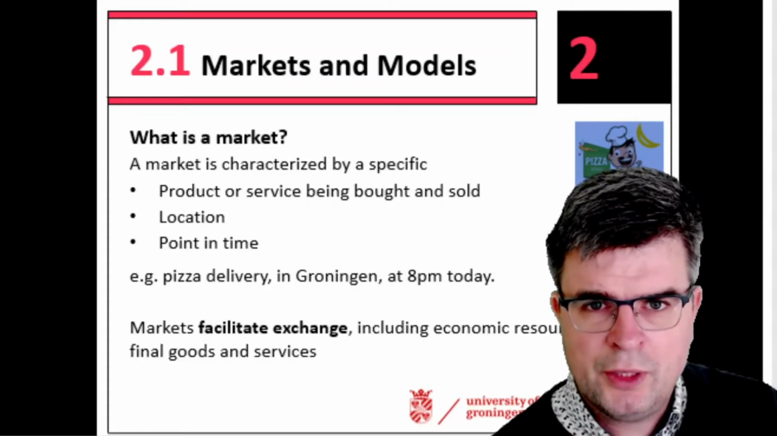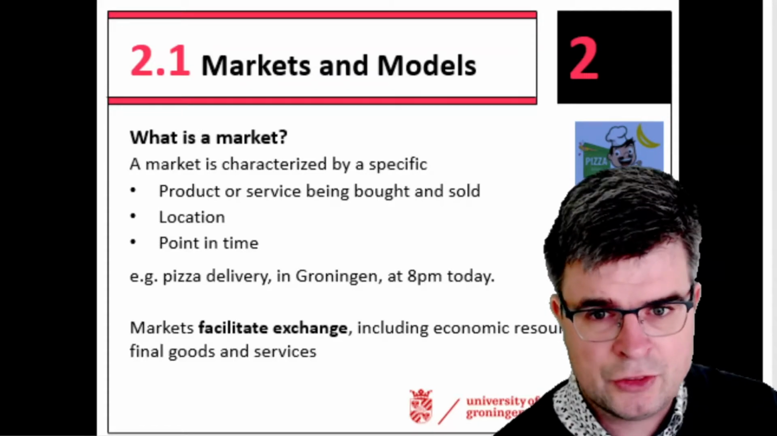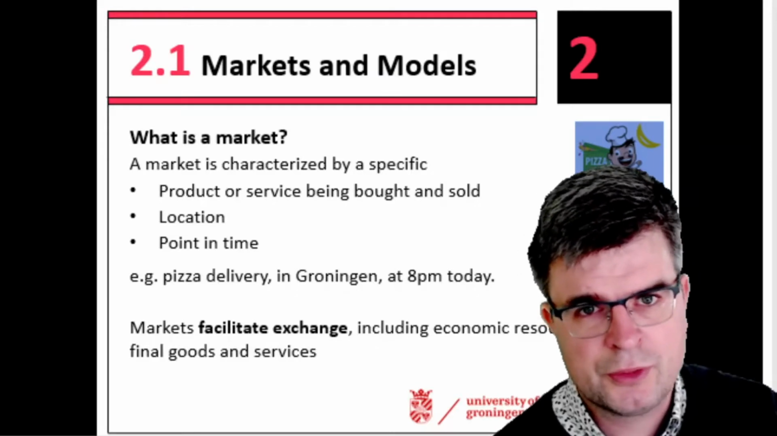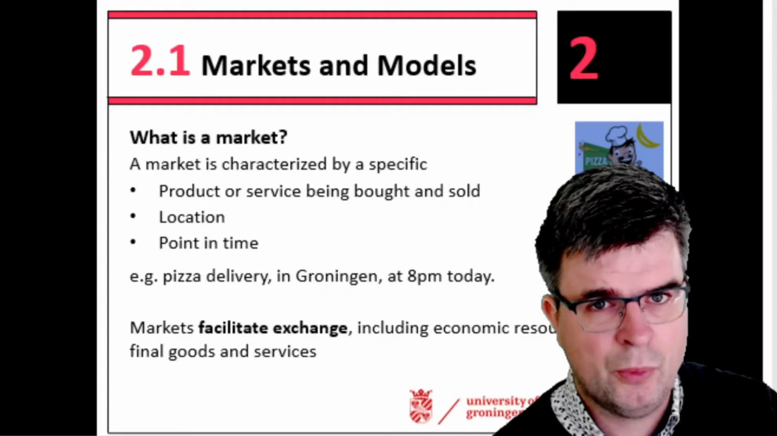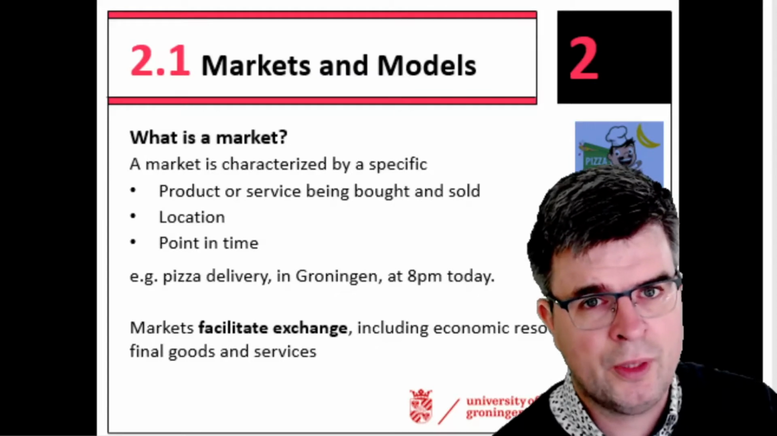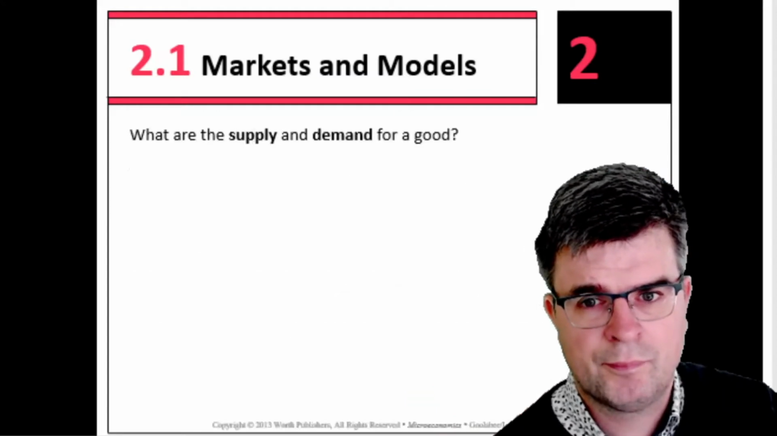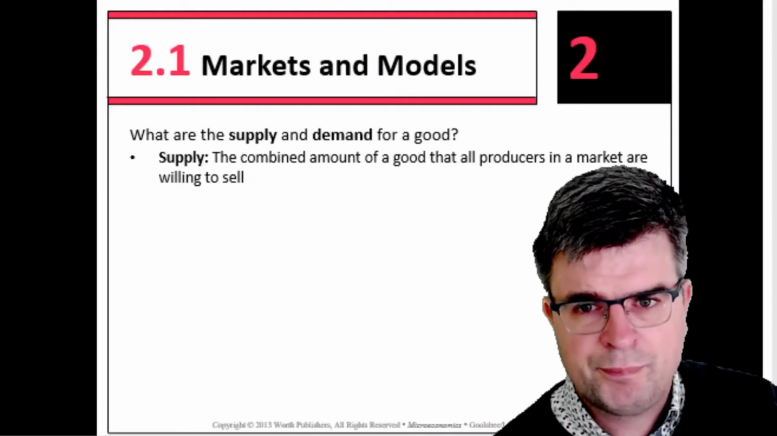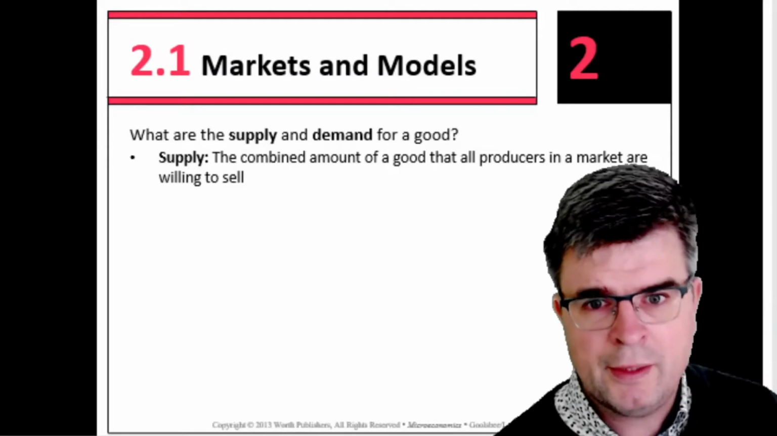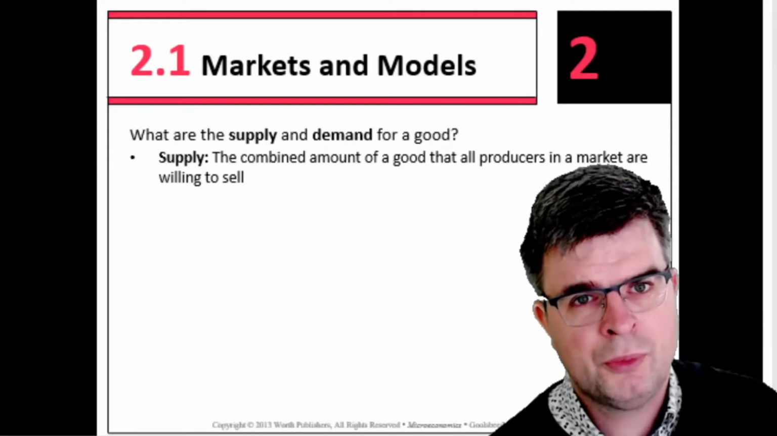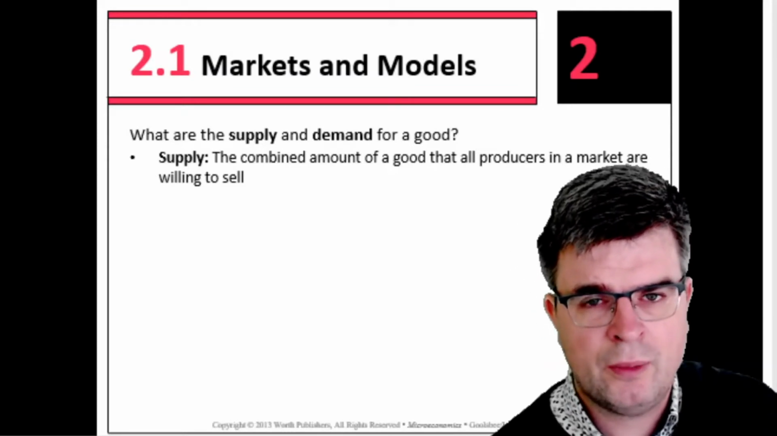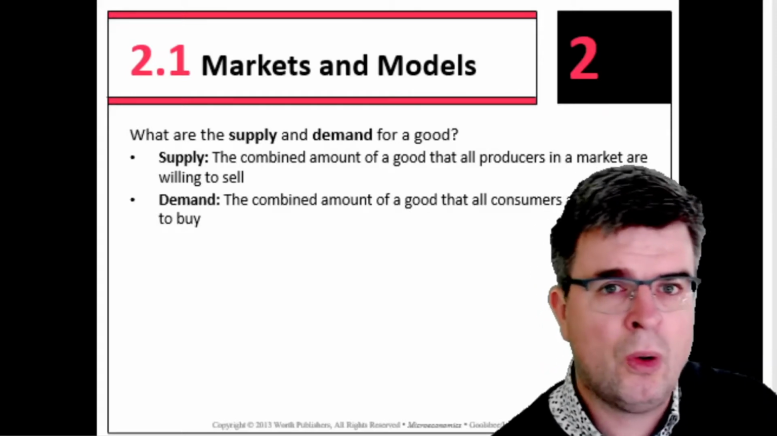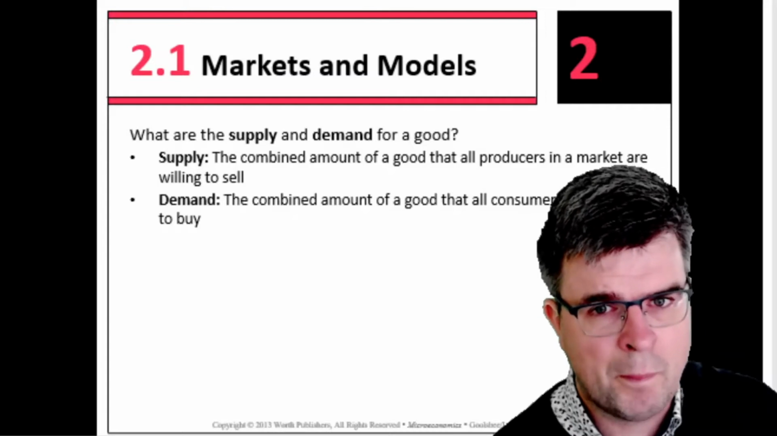And markets, what they do is they facilitate exchange, so including economic resources, final goods, and services. So the market is really a coordination device. So what are the supply and the demand for a good? The supply is the combined output of a good of all producers in a market who are willing to sell the good. And the demand is the combined amount of a good that all consumers are willing to buy.